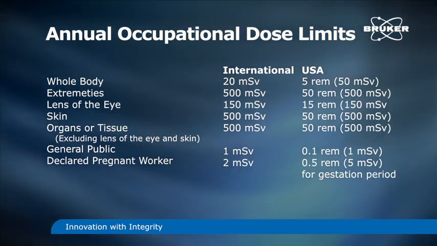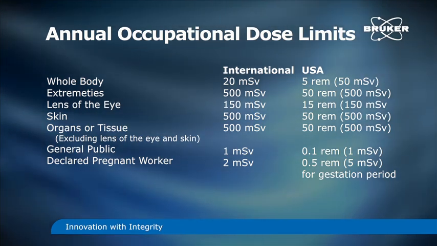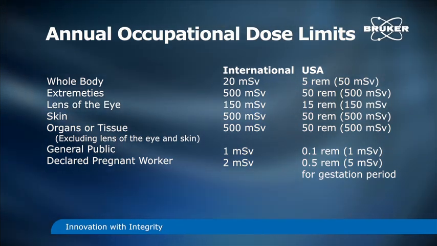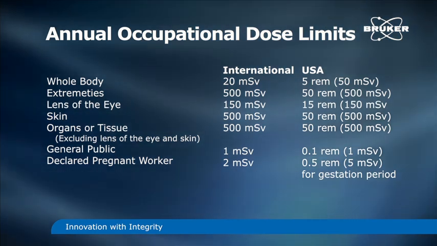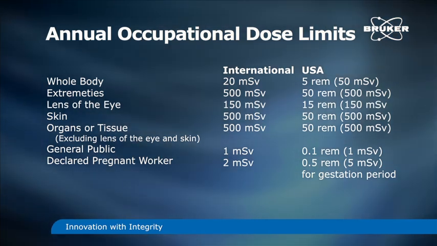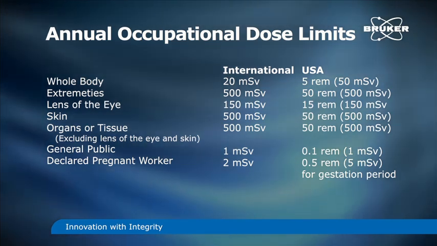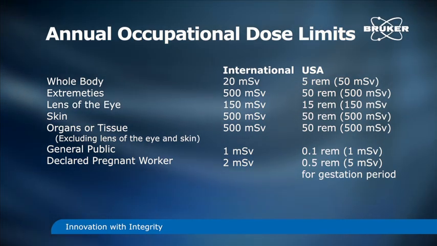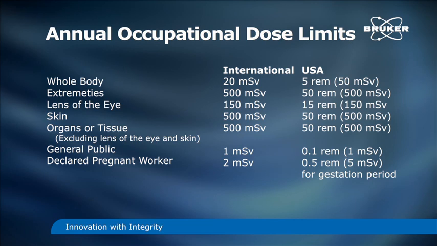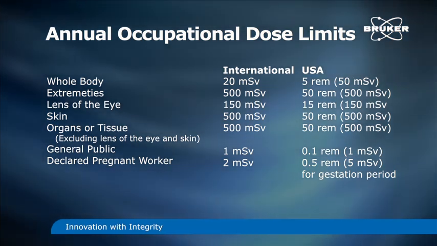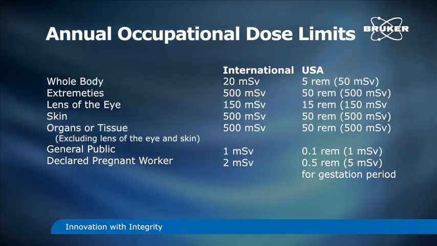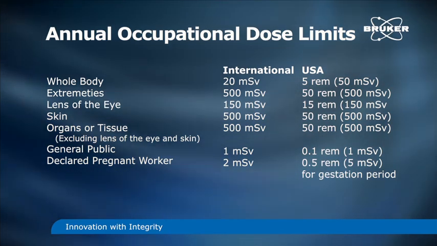In the U.S., the maximum dose allowed to a radiation worker is 5 rem per year, or 5,000 millirem per year to the whole body. The dose limit for extremities such as hands and arms and the skin is 50 rem per year, or 50,000 millirems per year. Members of the general public and minors are limited to 0.1 rem per year, or 100 millirem per year.